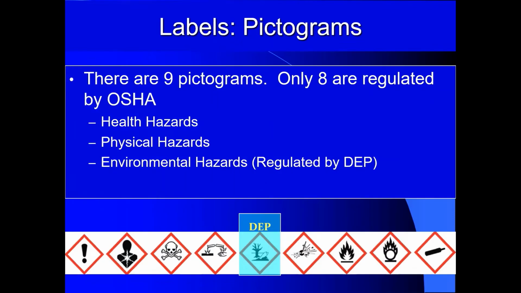Labels, pictograms. There are 9 pictograms. Only 8 are regulated by OSHA. Health hazards, physical hazards, and then environmental hazards, which those are regulated by the Department of Environmental Protection. These are the different examples down here of all the pictograms, which we'll be discussing.